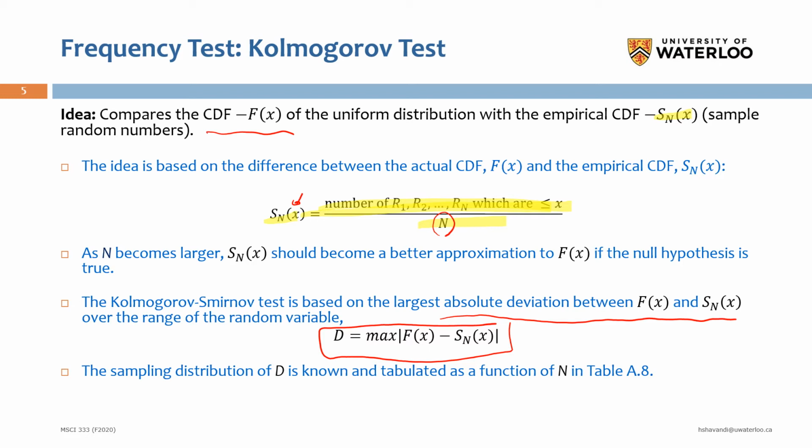If we assume D here as a random variable, the sampling distribution of D is known, and it's tabulated as a function of N in table A.8. We'll use that table as a reference, and then we can obtain the critical values for any confidence level. By having those critical values from that table, we can analyze our hypothesis test. So this is the main idea of the KS test.